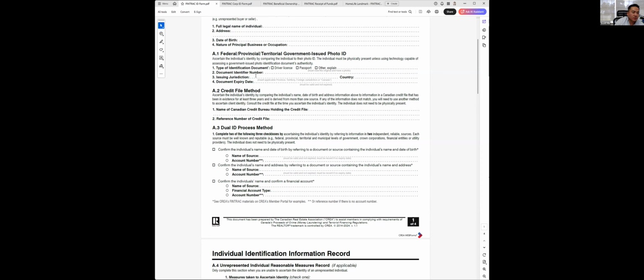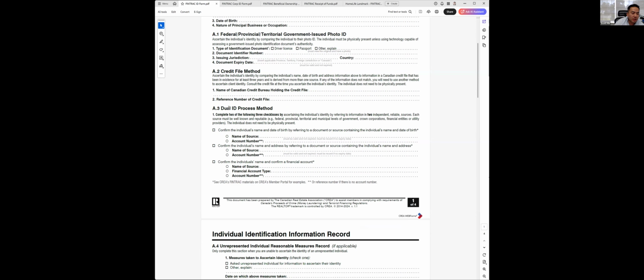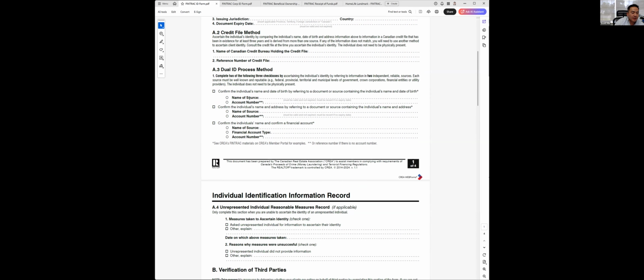So here, if you can't use the government issued photo ID method, there is the credit file method, which means you have to pull the credit report. Probably not going to be very common. I don't know if people are very willing to provide their credit report. So then there's the dual ID process. Dual ID is what it says. You have to obtain two different independent, reliable sources of ID. And they have to be federal, provincial, or local government IDs.